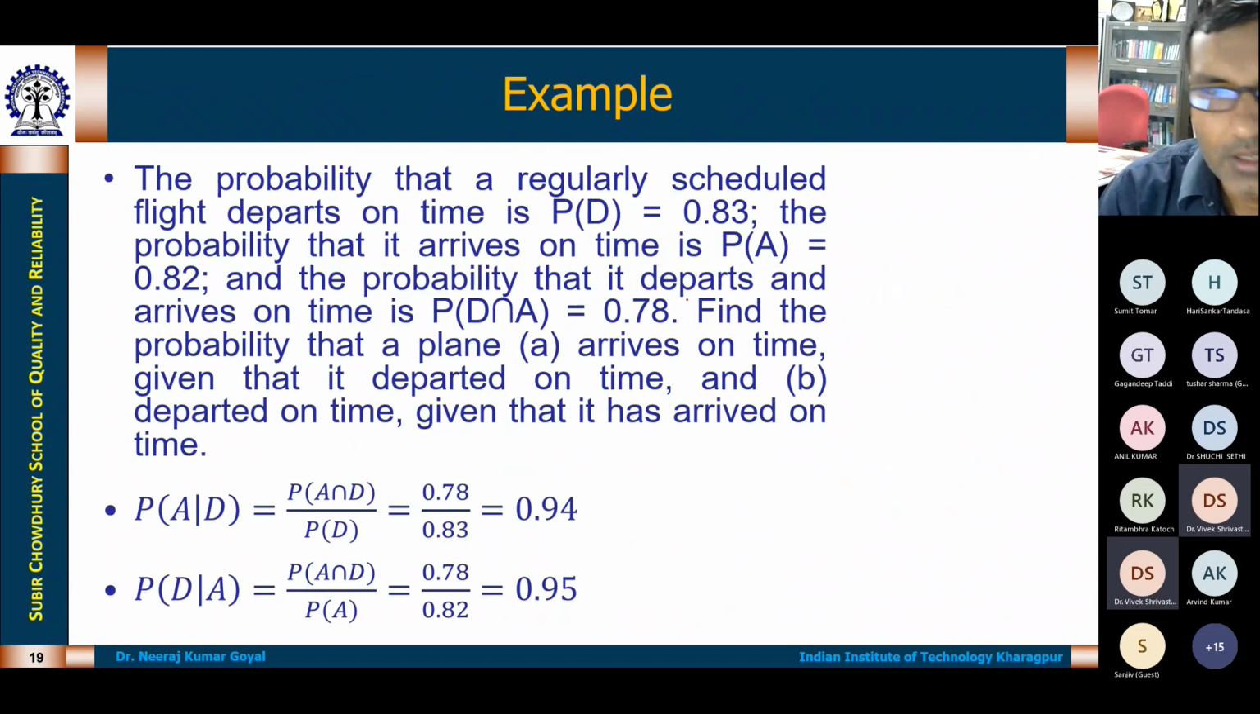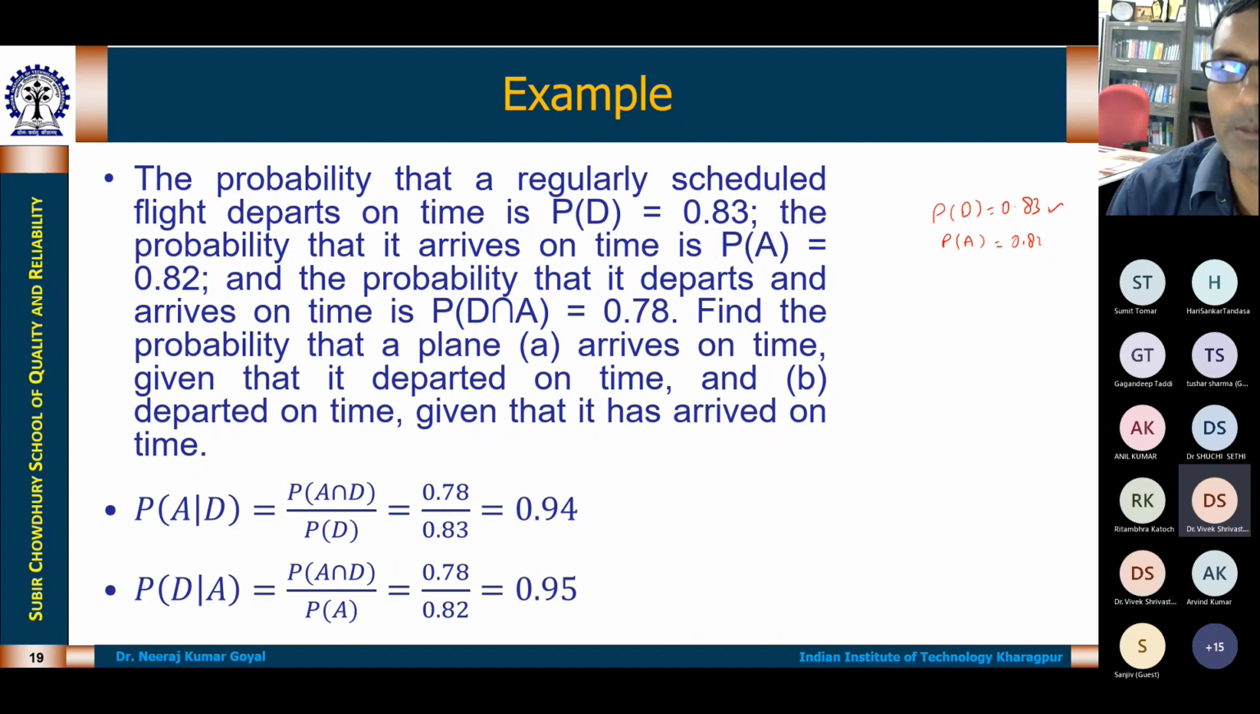Okay. Let's take one example. The probability that a regularly scheduled flight departs on time is 0.83, right? And the probability that it will arrive on time, probability of A, is 0.82. So when I say probability of on-time departure, it means out of all flights departing from an airport, 83% of them depart on time, right? Similarly, when I say probability of arrival on time, out of all flights arriving at the terminal, there is an 82% probability that they will arrive on time.